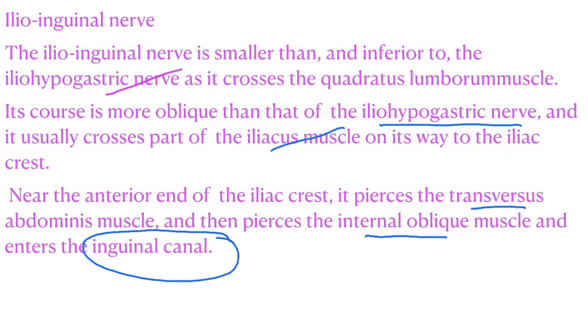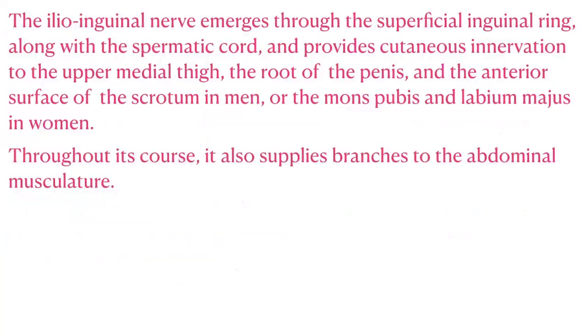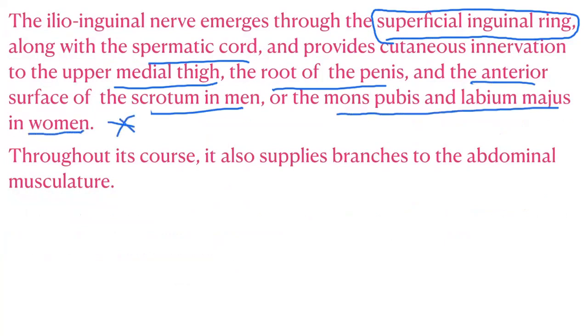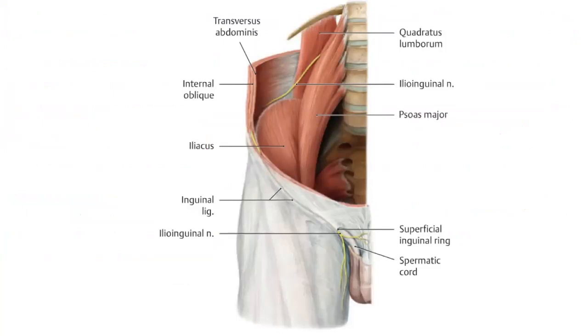So indirectly all have connection with the lower limb. The ilioinguinal emerges through the superficial inguinal ring, right, along with the spermatic cord, and provides cutaneous innervation to the upper medial thigh, root of the penis, anterior surface of the scrotum in men, or the mons pubis and labium majus in women. Okay, so remember that it also supplies abdominal musculature. So that is iliohypogastric, and this is ilioinguinal, right?